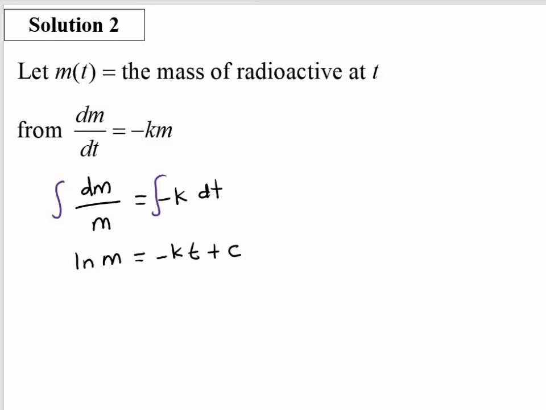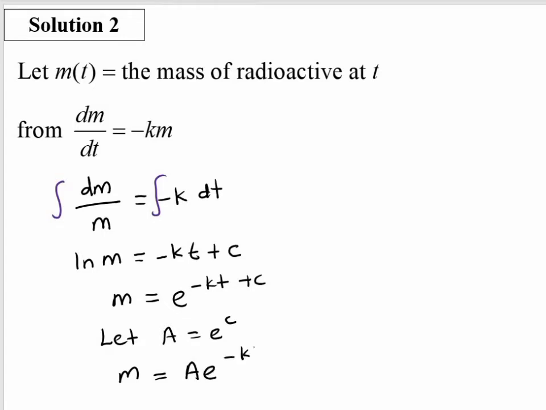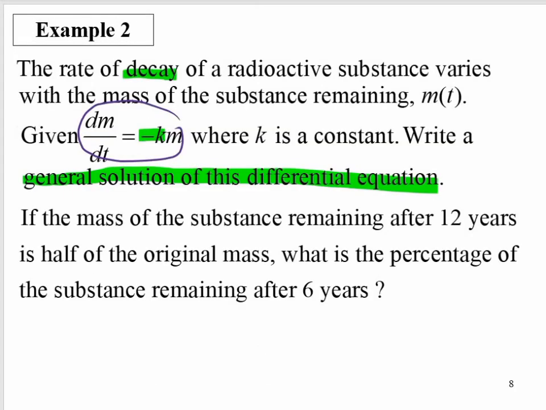And then convert ln to exponent, we have m equals e to the power of negative kt plus c. And then we can let a equal e to the power of c. So now our m is equal to a e to the power of negative kt. So this is the general solution for the differential equation. Now let's look at the next problem.